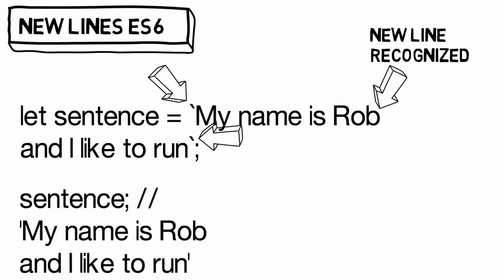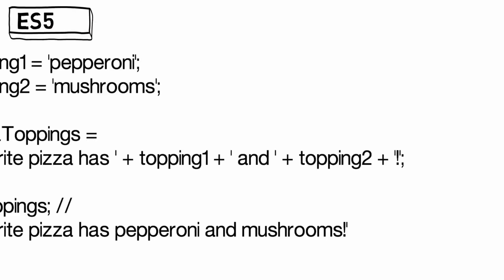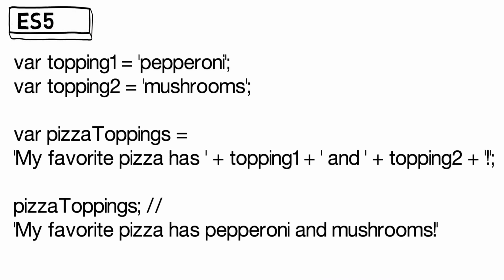While that was more intuitive and saves us some steps, it really only reduces the backslash escape character and the letter N. Let's look at another way that template literals help us even more in syntax and readability. We've declared two pizza topping variables. Then, for our pizza topping variable, we want to bring those variables into a string.